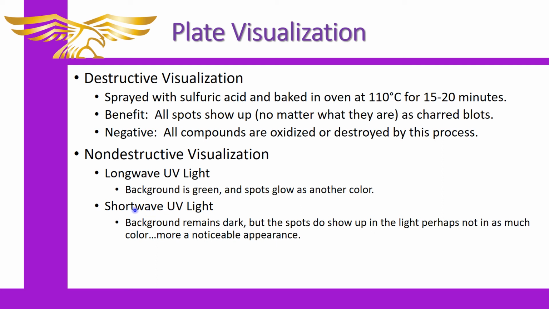The other method is the shortwave UV, which doesn't make the plate glow green at all in the background. It remains the same color it is, but you can see spots with it. And the spots usually in that case appear kind of a shadowy looking gray color. They are harder to see, and this method is not as favorable in most cases as the long wave.